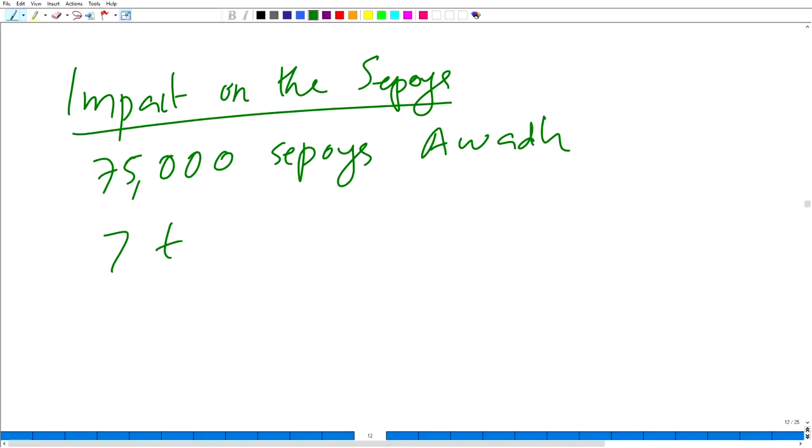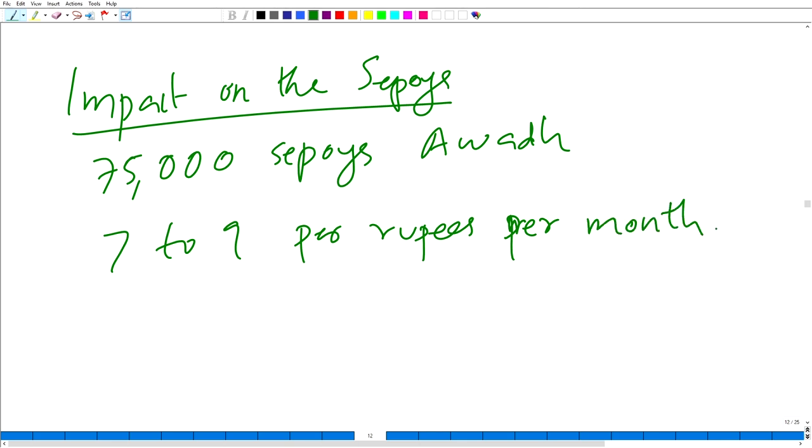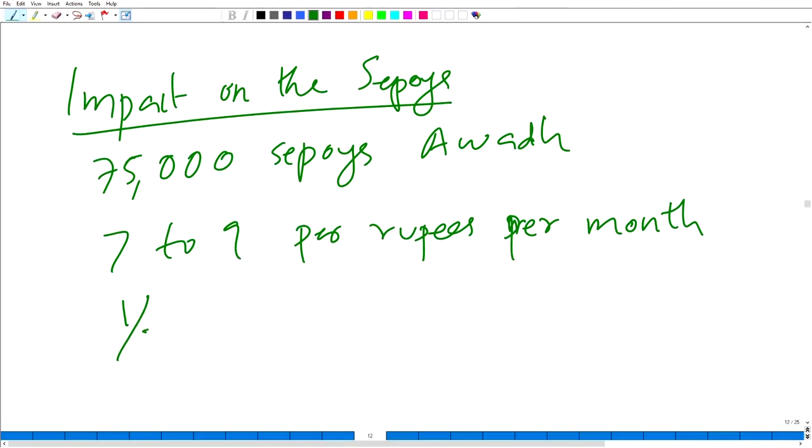Over and above, the Indian sepoy was paid only 7 to 9 rupees per month. Out of the 7 to 9 rupees per month, the sepoys had to meet the expenses on uniform, food, and transport of private luggage. The cost of maintaining an Indian sepoy was only one-third of a British sepoy.